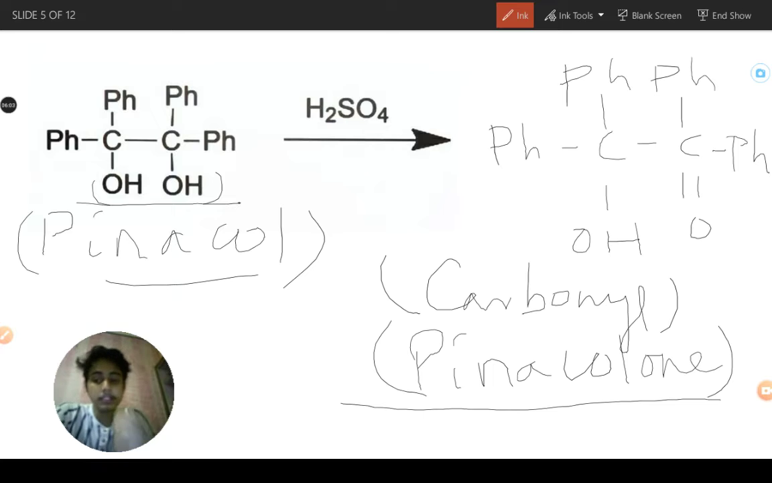So let's see its mechanism part. I will be telling you how Pinacol is also formed. I am sure it is not very important, but I will be telling you. So let's first see the mechanism of the Pinacol and Pinacolone reaction.